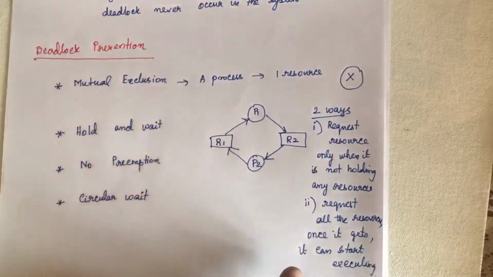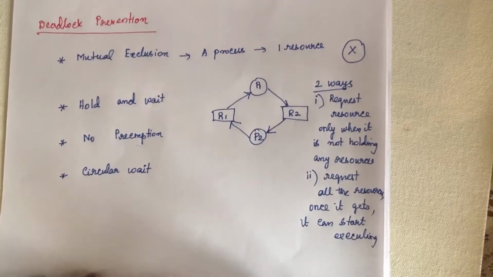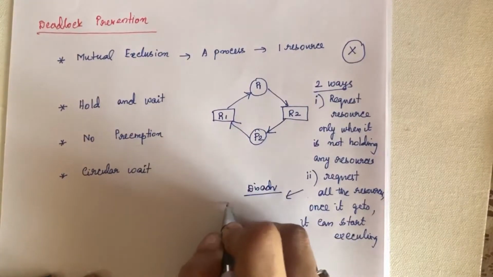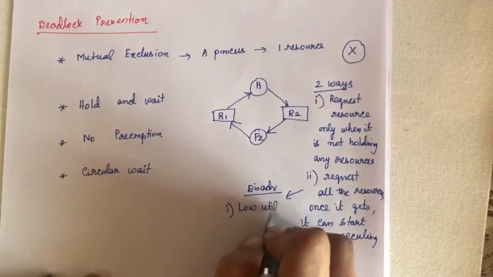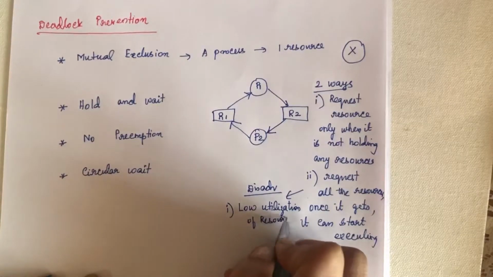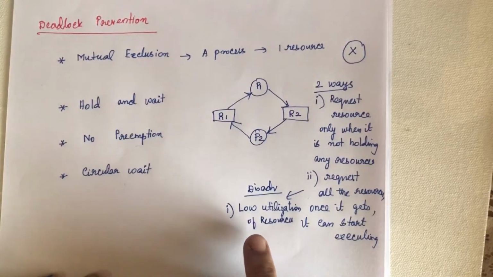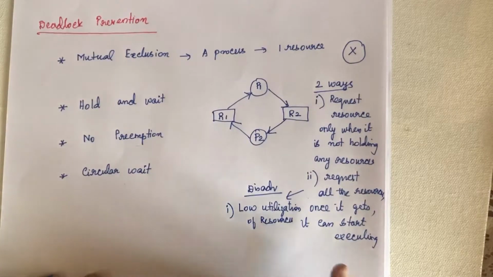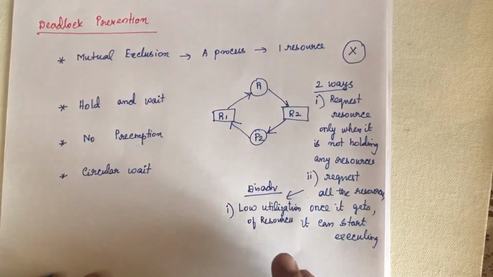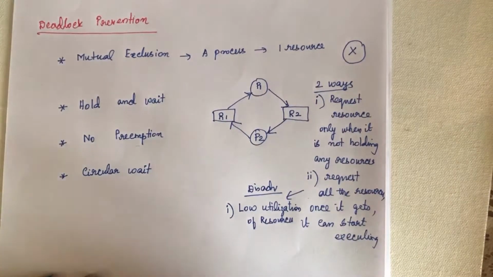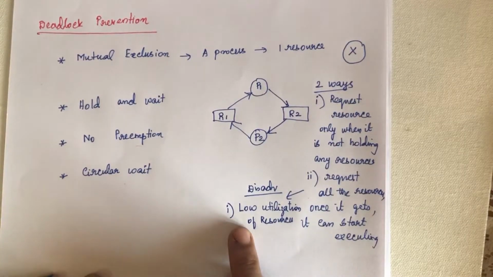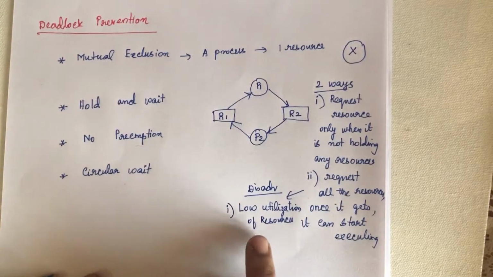If you do it this way, two disadvantages occur. The first disadvantage is low utilization of resources. For example, you are getting all the resources: the DVD, the scanner, all your cache memory, and the printer. But usually when you are running your program, you will use the printer only at the end. So some of the resources are not utilized. That is the first disadvantage of this method: low utilization of resources.